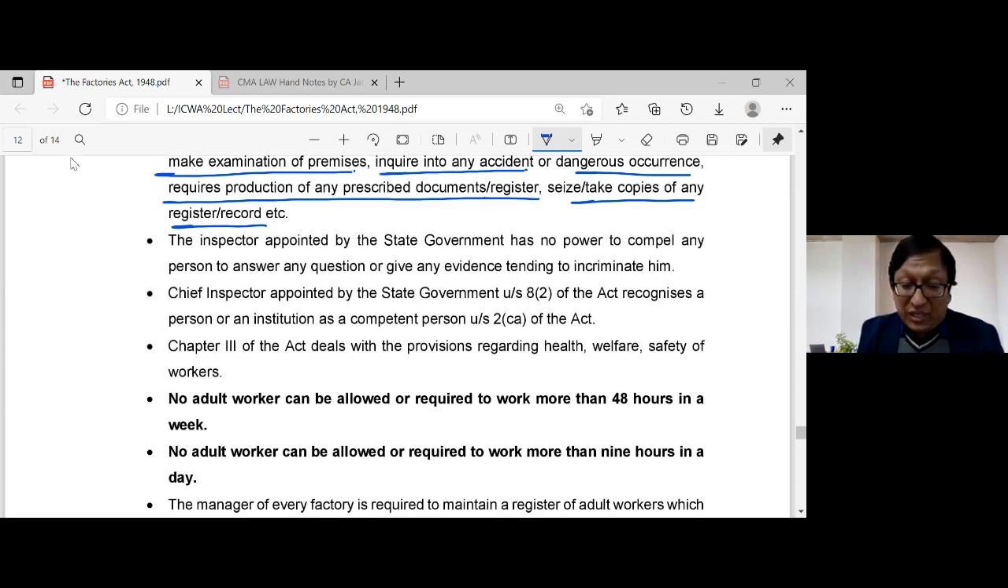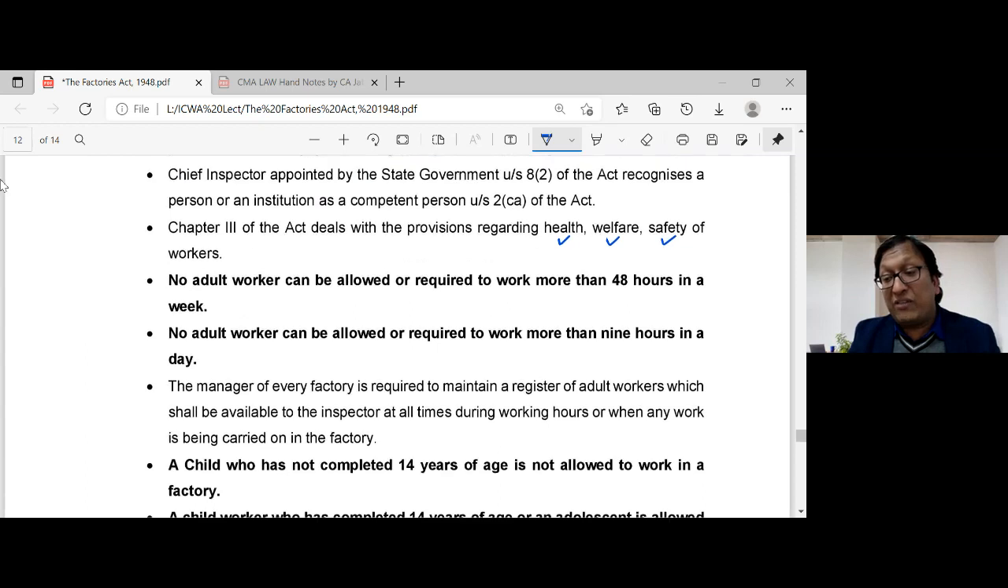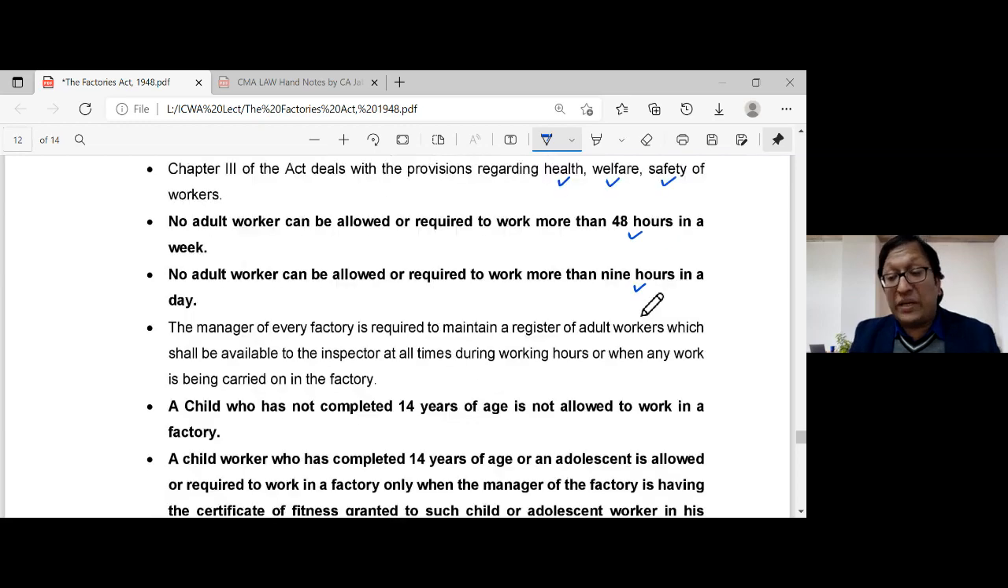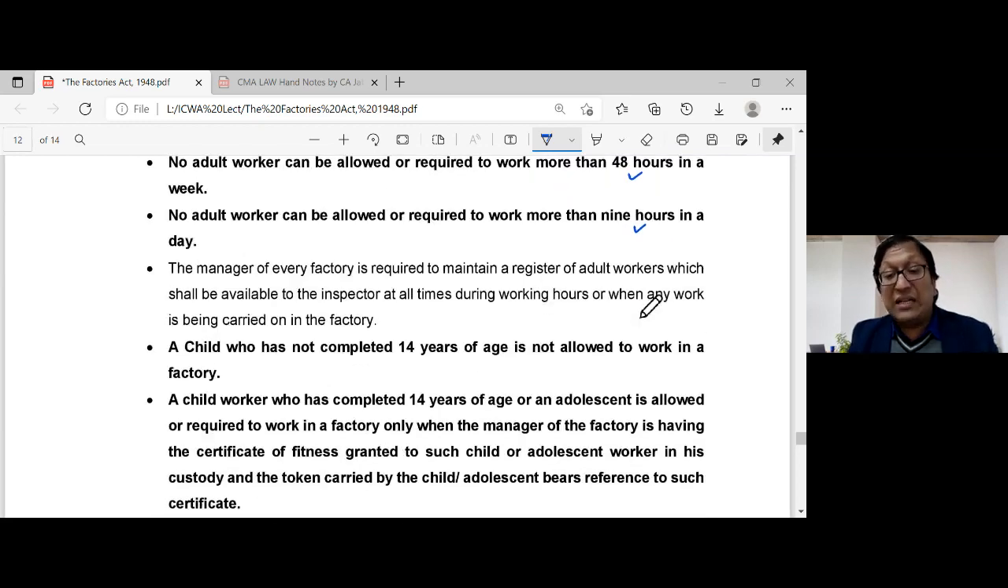Then chapter 3 of the act deals with provisions regarding health conditions, welfare conditions, and safety of the workers, by what manner we can ensure safety. No adult worker can be allowed to work more than 48 hours in a week. I told you, if they are working more, then you need to pay them overtime wages. No adult worker can be allowed to work more than 9 hours in a day. If they are working, you need to pay them overtime wages, and that will be twice the normal wages.